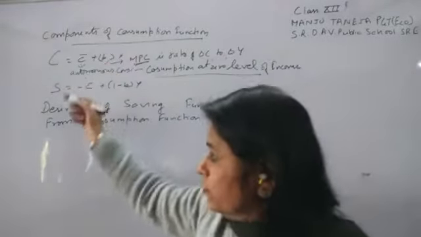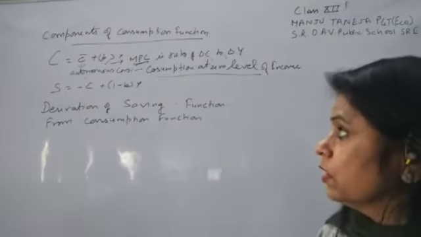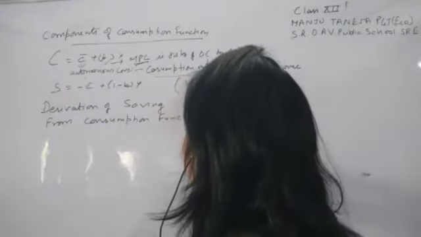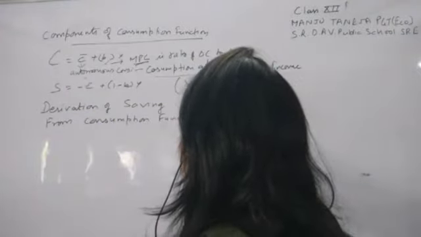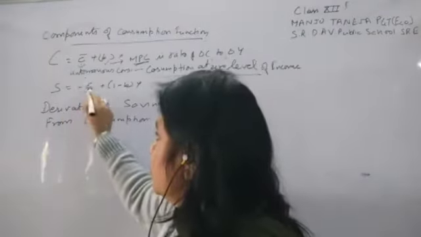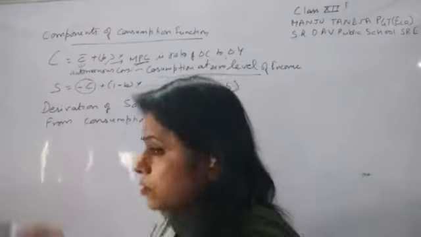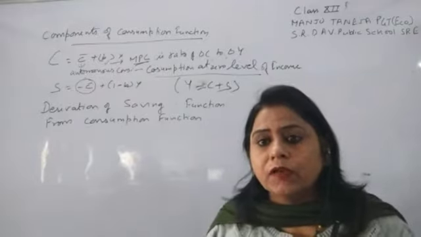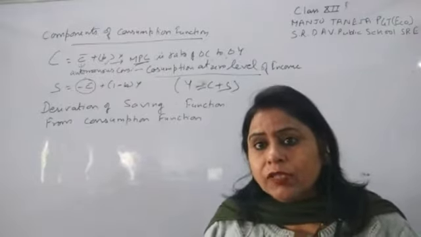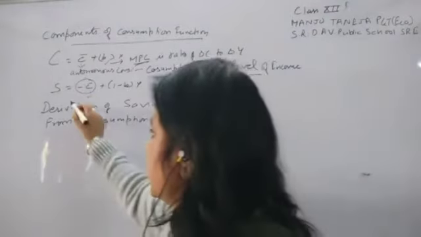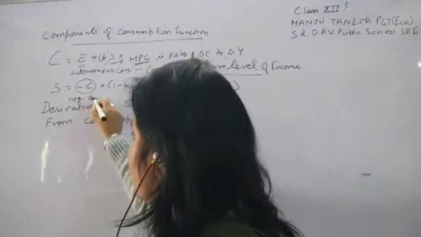Now what is the saving function? Saving function, if we talk about its components, what is this? Y is equal to C plus S. So in the saving function, what is the autonomous consumption? Means at zero level, whatever we are consuming, where are we consuming from? This is from our past saving. So that will be our minus C bar. That is negative autonomous consumption.